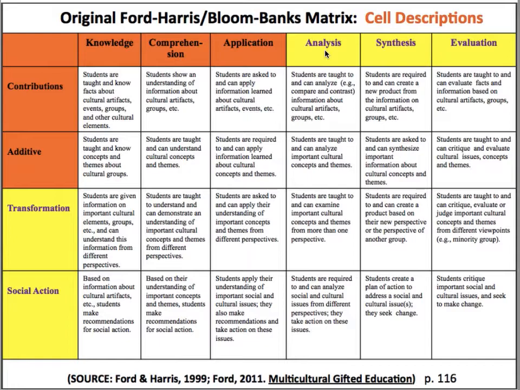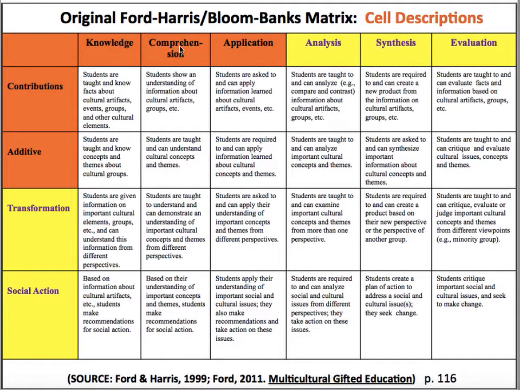Quadrant 2 includes analysis, synthesis, and evaluation, and contributions and additive. In this quadrant, it's high on Bloom's taxonomy but low on Banks' multicultural levels. In this quadrant, gifted students use critical thinking and problem solving with superficial multicultural content. Ford contends that this quadrant is common in gifted education, which she equates to being colorblind.